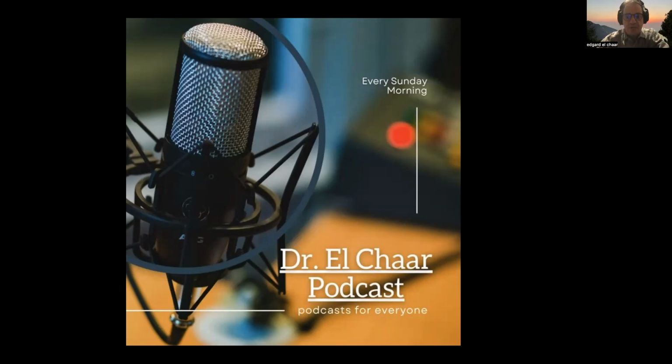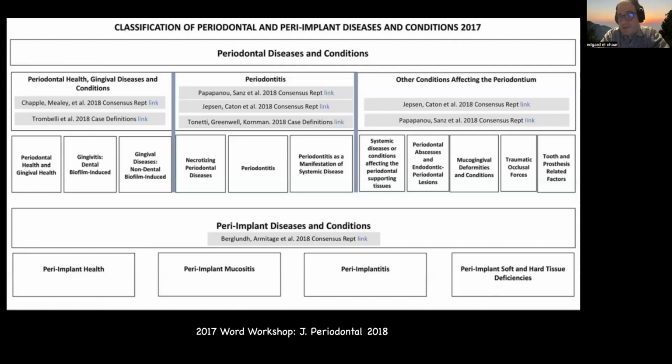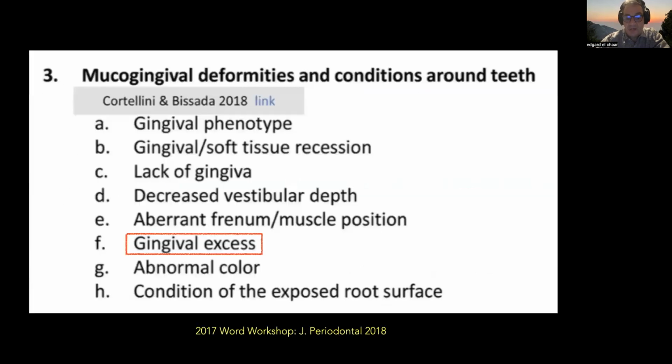So if we go back to the diagnosis, because that's the most important thing, as we discussed earlier, we're going to see that we are still in the other conditions, and in particular the mucogingival deformities. Having said that, we are going to think about what the different gingival discrepancies are. And here we have a gingival excess. When we have a gingival excess, that means we have an abundance of tissue and a gummy smile. And the root cause of it, we need to determine in order to address the problem.